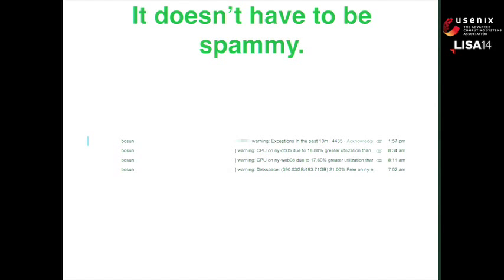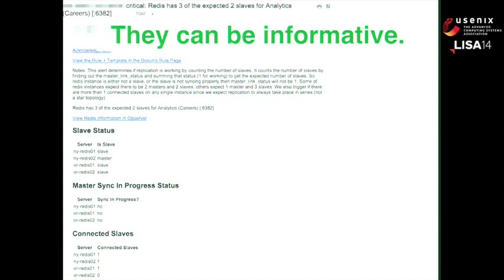It doesn't have to be spammy. From our new monitoring system, this was a morning and an afternoon's worth of alerts: four alerts, accurate alerts, things I needed to care about, as opposed to, I don't know, 50 I got from our old system in the same time period. They can be informative. You can have emails that include notes about what your intents were, links to relevant systems, and breakdowns of what this alert is about, giving you more information.